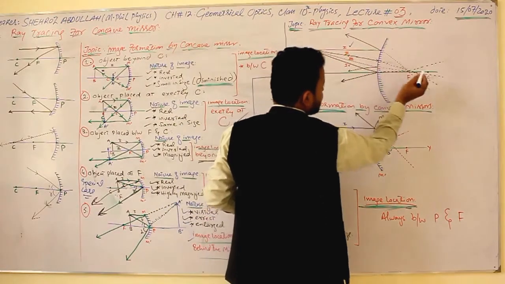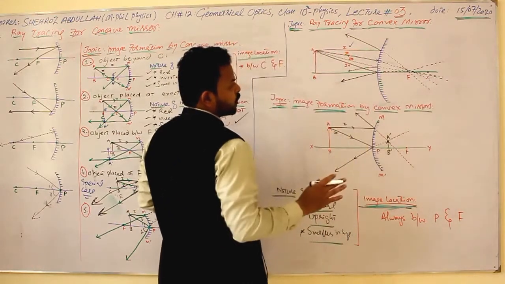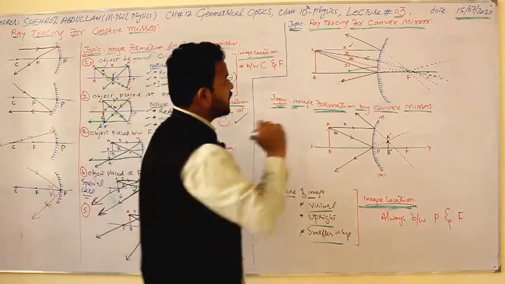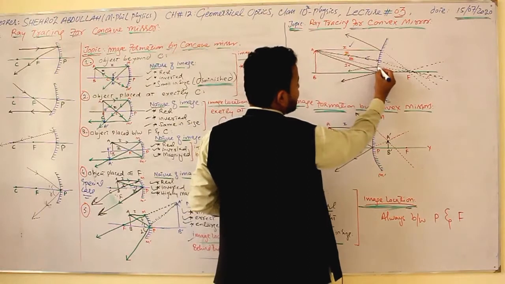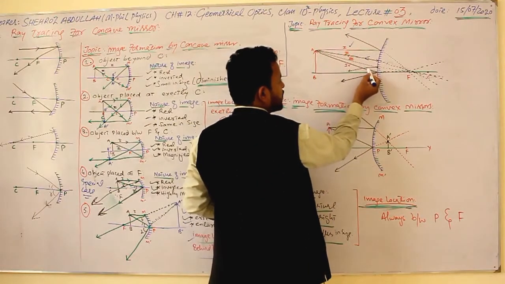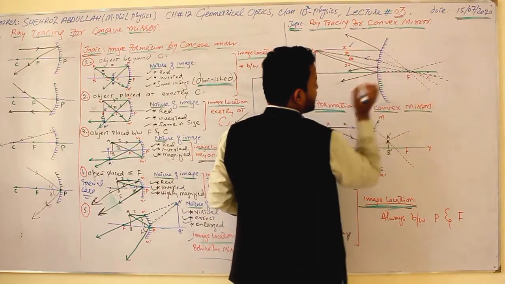Now the second ray comes and strikes this point. Since this point is passing through the center of curvature, it will not show any deviation. It will move back as it is. The third ray is coming and striking at this point. It is reflected back like this. This is the third ray. We stretch this ray also back at this point.